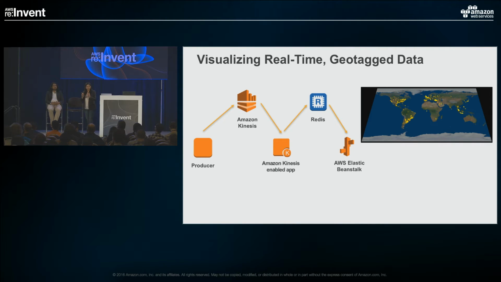Combining those two data allows customers to really create good visualizations like the one you see on the right. It's a heat map showing where the events occurred over a period of time.